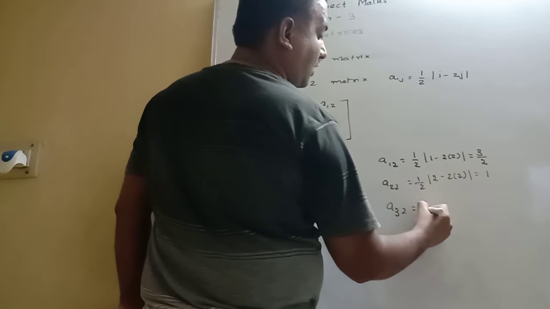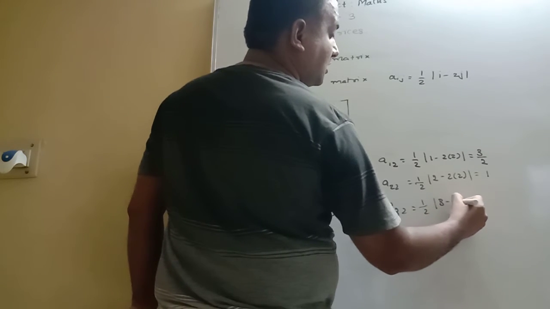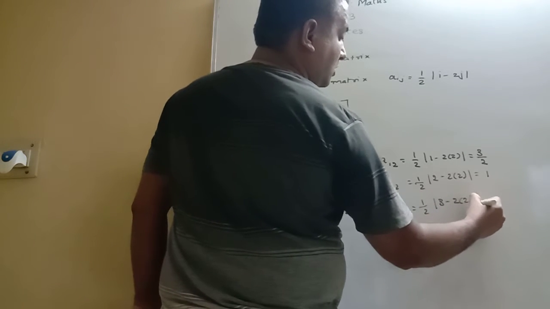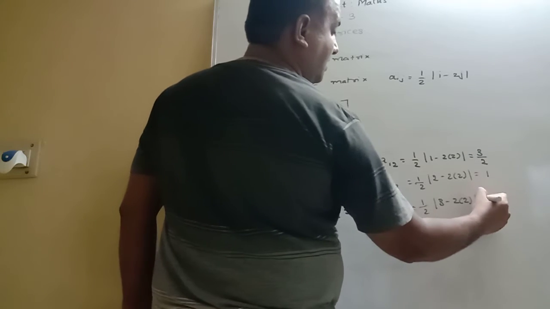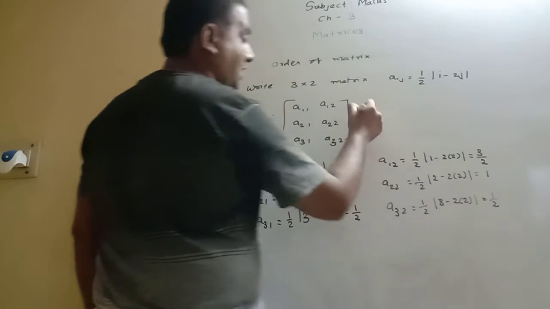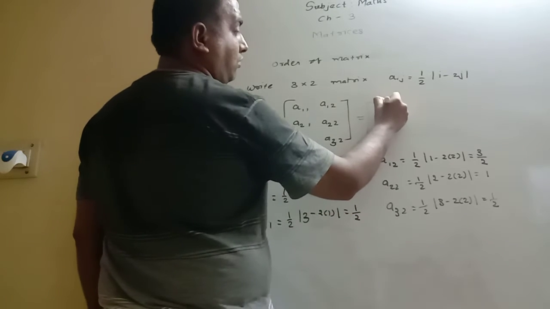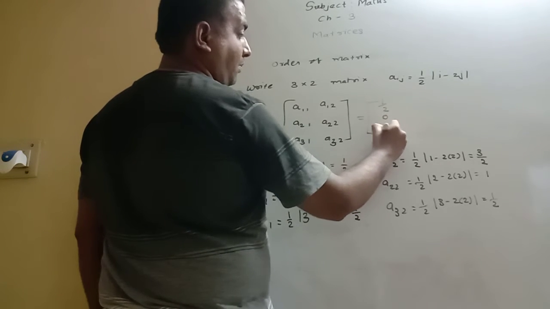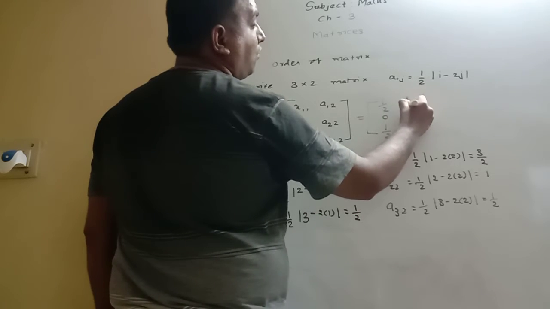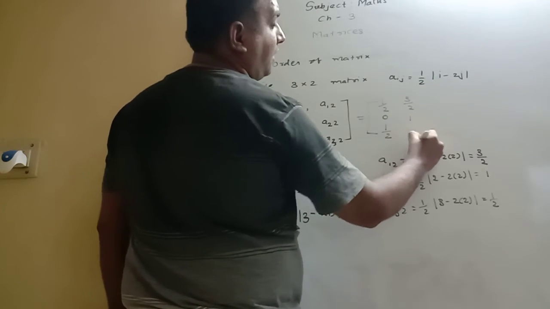A32 means 1 by 2, 3 minus 2 into 2. So 4 minus 3, it is 1, so 1 by 2. And so our required matrix is the 1 by 2, 0, 1 by 2, 3 by 2, 1, 1 by 2.